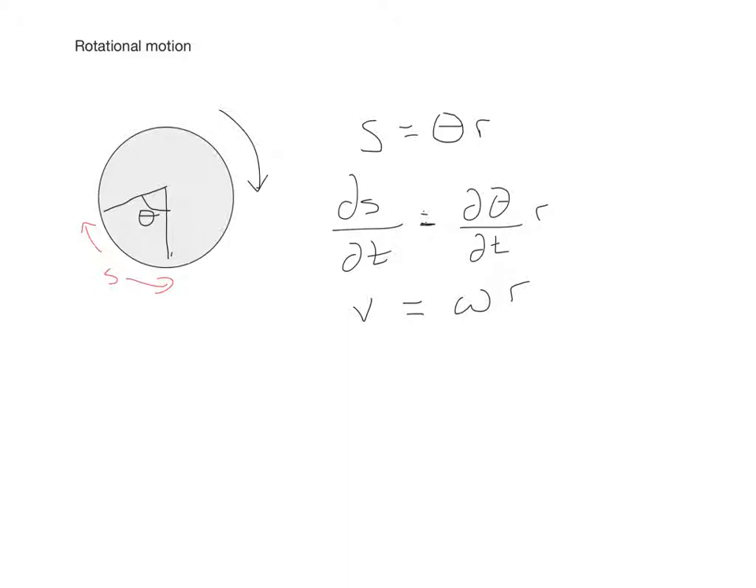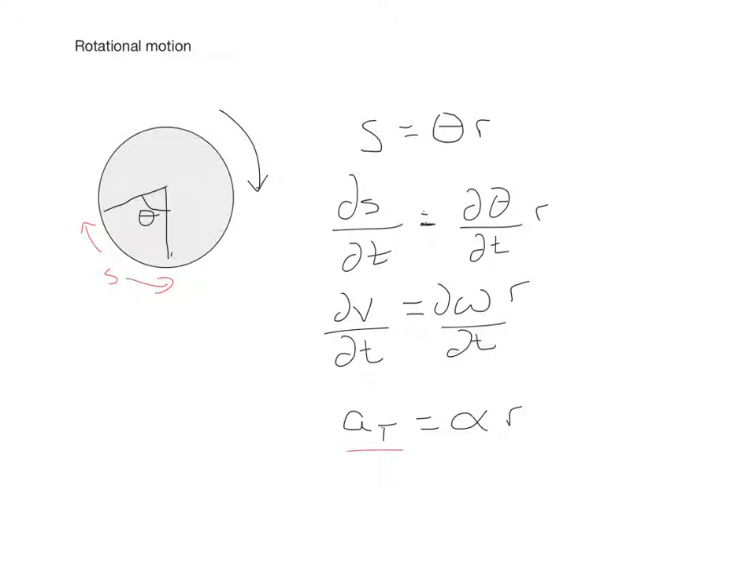And if we do it one more time, where we have dv dt and then d omega dt times r, we'll get the tangential acceleration equals the angular acceleration times r. Now, it's important to know that that's the tangential acceleration.